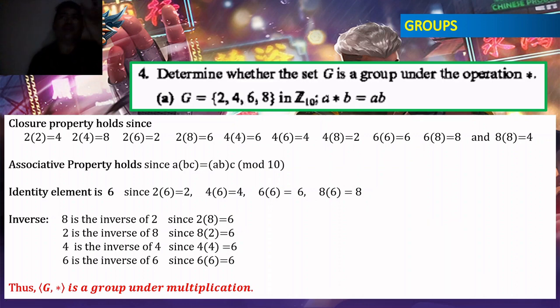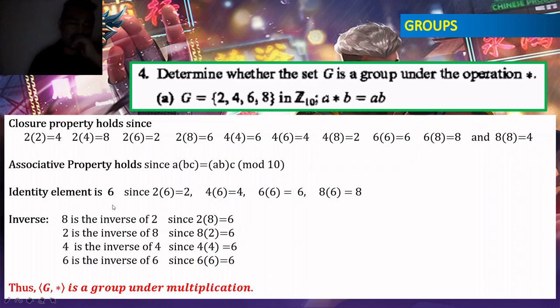Since there are two elements, if you multiply them, because multiplication is used, the result should still be an element of G. Okay, an element of G. Next, the associative property holds since A times B, C is equal to A times B, then times C, modulo 10. Right? You multiply three numbers in class. It's the same. The remainder when we divide by 10, the remainder is the answer. So it's the same there. Okay, so the associative property holds.